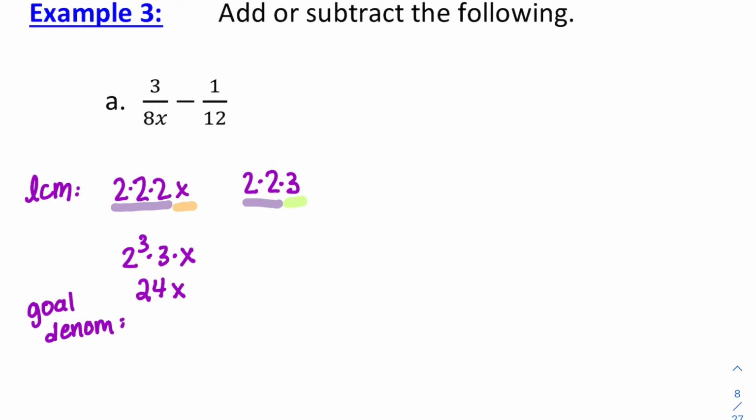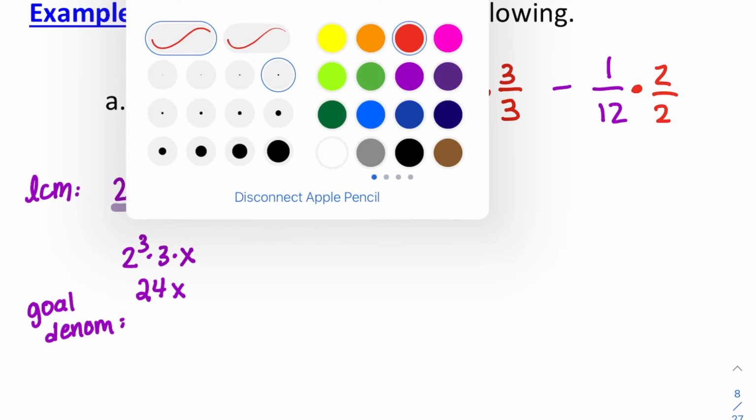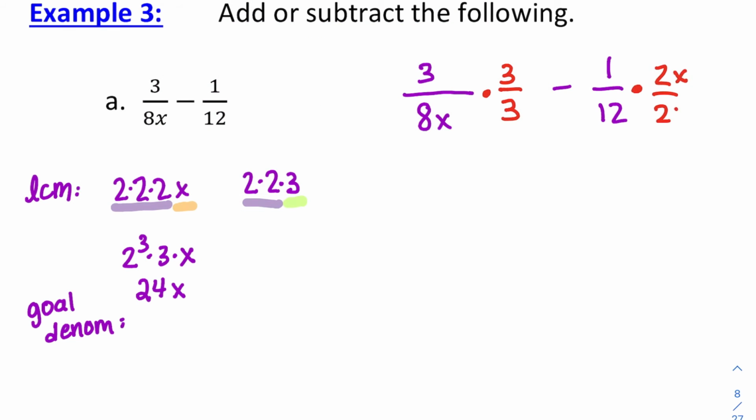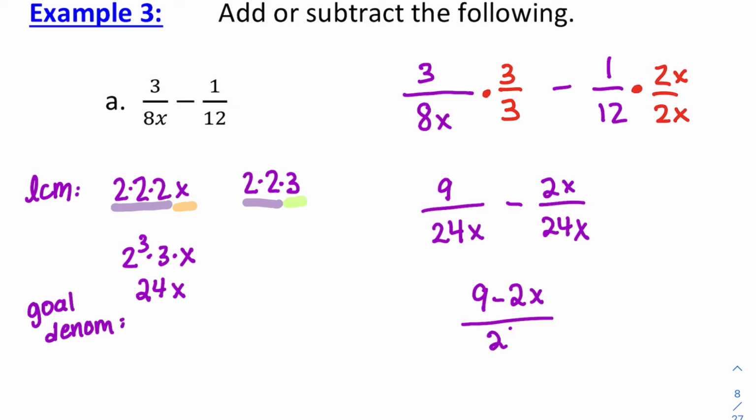On this one, you might have been able to figure that out without factoring by just listing out your multiples of 8 and 12. So if you think about what I need to multiply each of these by to get my denominator to be 24x, well, I need to multiply 8x times 3 over 3 and 12 times 2x over 2x. So if I do that multiplication, I'll get 9 over 24x minus 2x over 24x. Since they have the same denominator, I can write them as a single fraction, and it happens that I can't simplify or combine any like terms there.